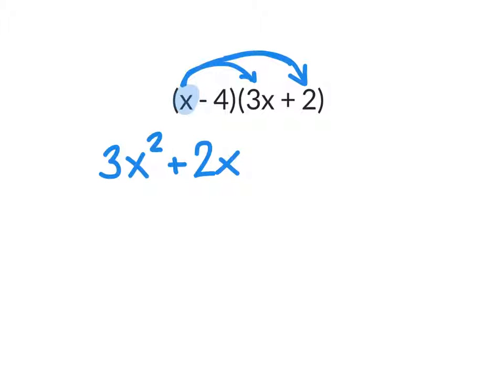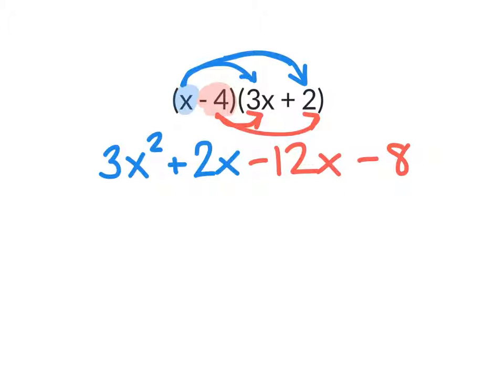I'm halfway done. I still need to take the second term in the first parentheses, this minus 4, and I'm going to distribute it to everything in the second set. So I'm going to take negative 4 times 3x. Well, that's negative 12x. And then negative 4 times positive 2 is negative 8. So I've done all my multiplying.